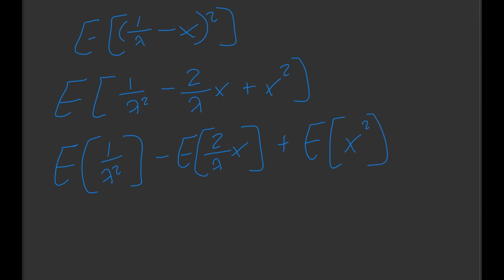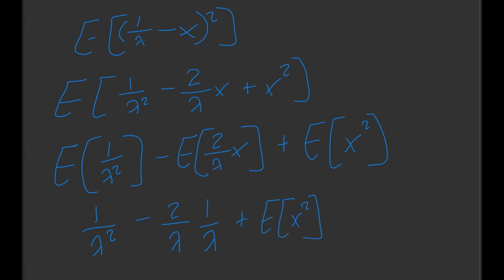But since we're taking the expectation with respect to x, our random variable, this term just becomes 1 over lambda squared. This term is minus 2 over lambda E of x. And if you recall, for an exponential random variable, this is just 1 over lambda plus E of x squared.